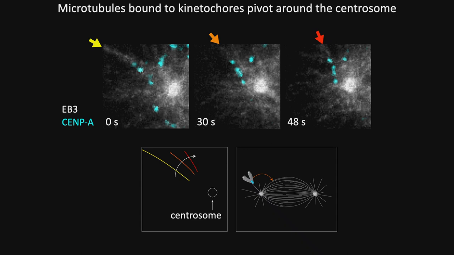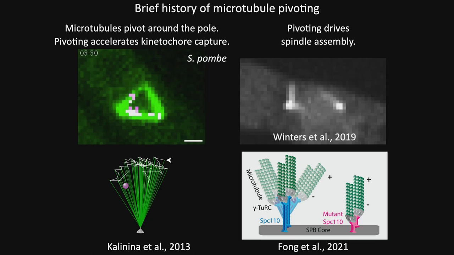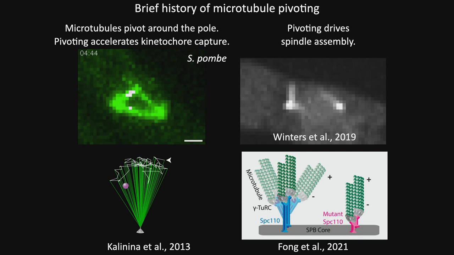So what is pivoting? What drives pivoting and what is it good for, and so on. Pivoting of microtubules is something very interesting that we first saw, it's now 10 years ago, in yeast. So this is a yeast cell. Here would be a cell.